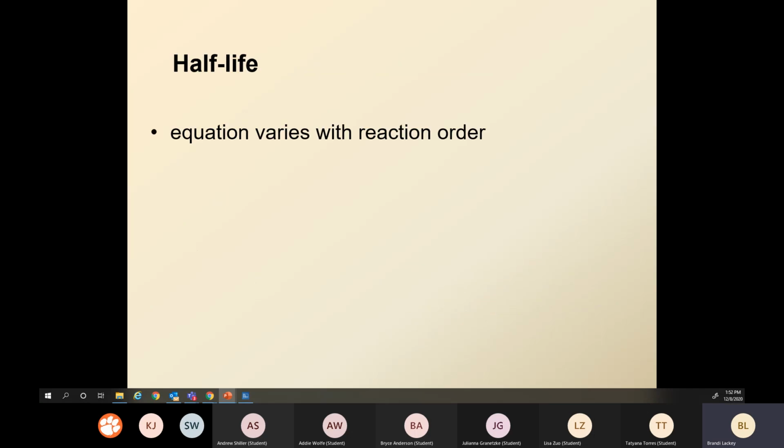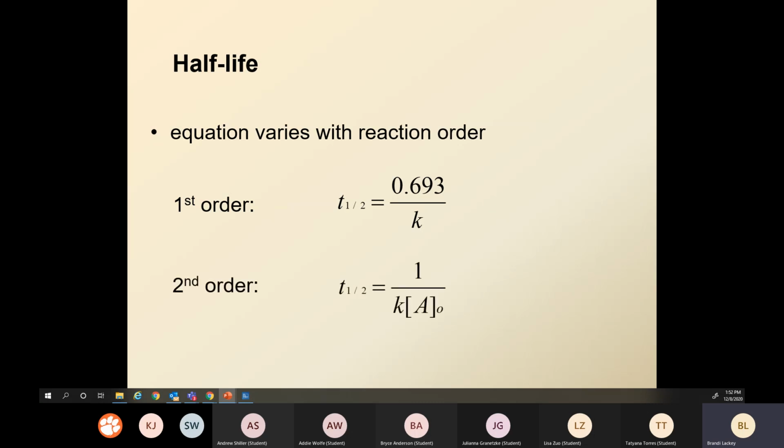So with half-life, the equation does vary with the reaction order. That's why we said we're only focusing on first order. There are other ones for second order and third order or zero order, but we do not have to worry about those.